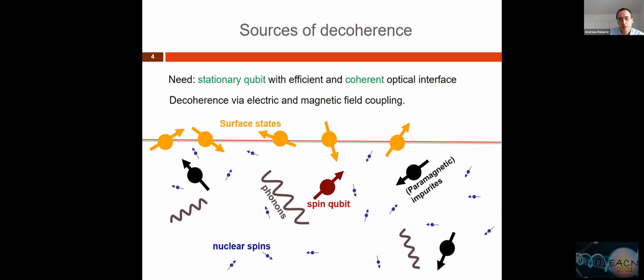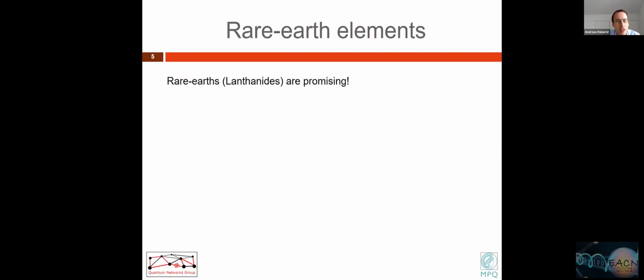Now, the challenge is to find a system which is not sensitive to all of these sources of decoherence. And in that sense, rare earths or lanthanides are really very promising. So let's have a look at these lanthanides.